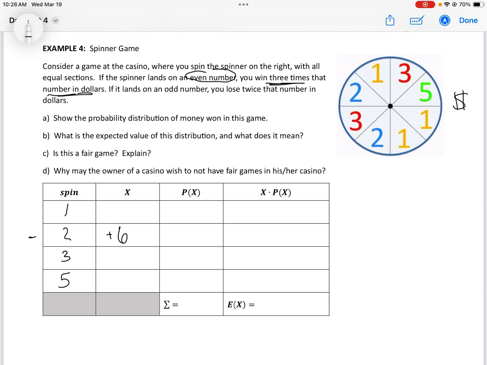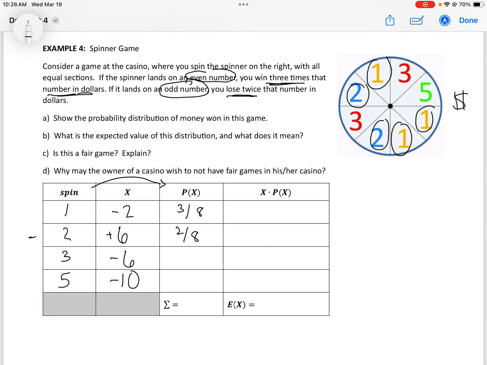Now, if it lands on an odd number, you lose double. You lose twice that number in dollars. So for 1, you would lose $2. If you roll a 3, you lose $6. And if you roll a 5, you lose $10. Okay? So the probability of rolling a 1 is 3 out of 8. Probability of rolling a 2 is 2 out of 8. Probability of rolling a 3 is 2 out of 8. Probability of rolling a 5 is 1 out of 8.